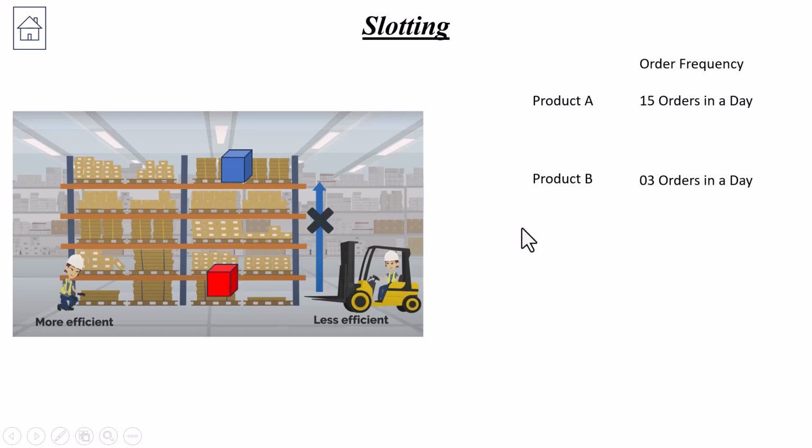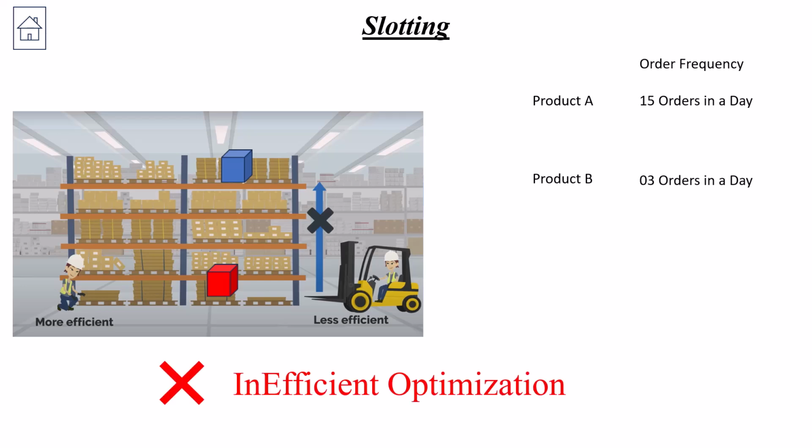So who will tell the warehouse people that this is the best place? Here you can see that it's not an efficient optimization, so they're doing something wrong. They're unnecessarily putting in all the effort by placing those products in different places. They are not considering how many orders we are getting for this product. And it is not the only parameter that decides slotting.